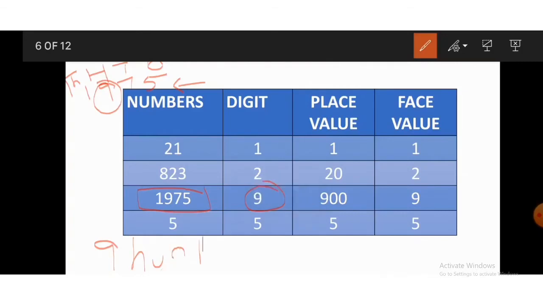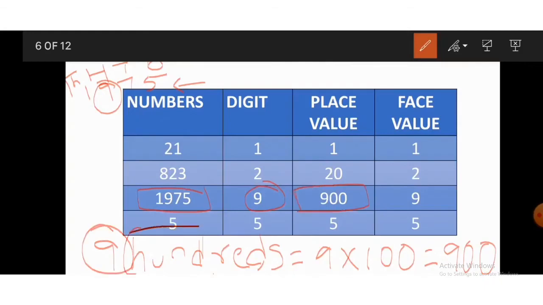So, the place value of 9 will be how much, children? 900, right? Correct. The place value of 9 will be 900, which is equal to 9 into 100. Yes, the place value of 9, which is in hundreds place, is 900. Now, coming to face value, again, just copy the same digit into the face values column. This is the face values column. So copy the same digit 9 into the face value. Face values are very easy, right? No work to be done. Just copy the same digit.